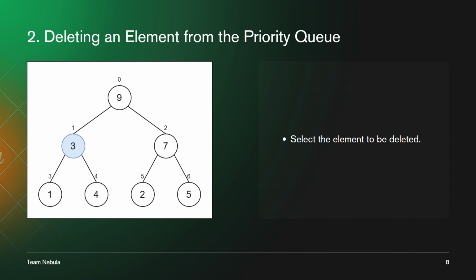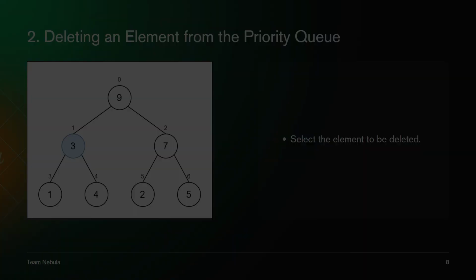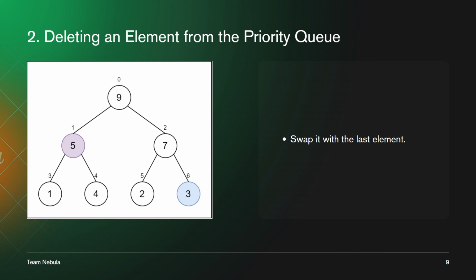Deleting an element from the priority queue. Deleting an element from a priority queue max heap is done as follows. Select the element to be deleted. Swap it with the last element. Remove the last element. Now, heapify the tree.